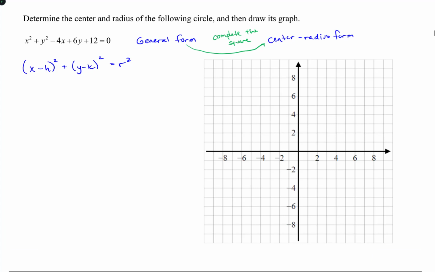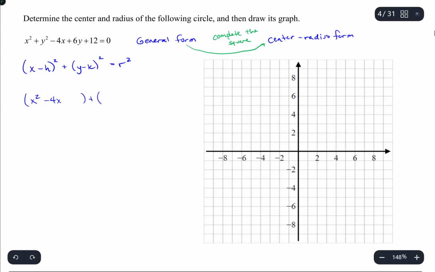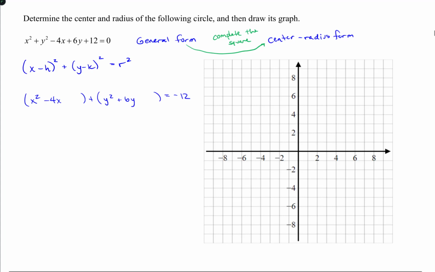So the easiest thing to do to start with is just group your x variables together, and then group your y variables together, and move your constant to the other side. And that generally will leave a little bit of space inside my parentheses because that allows me to add a term in that completes the square.